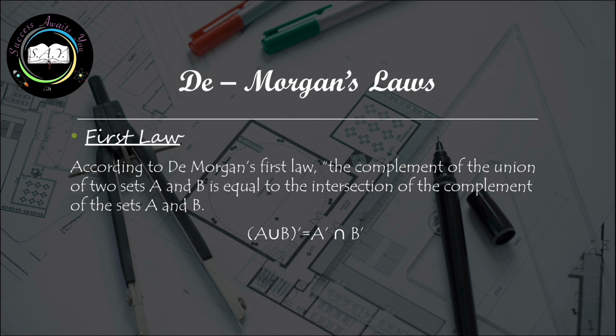Moving on to our topic, De Morgan's laws. The first law states that the complement of union of two sets is equal to the intersection of the complements of these respective sets. Here, as you can see, (A union B) complement is equal to the intersection of complement of A and complement of B.